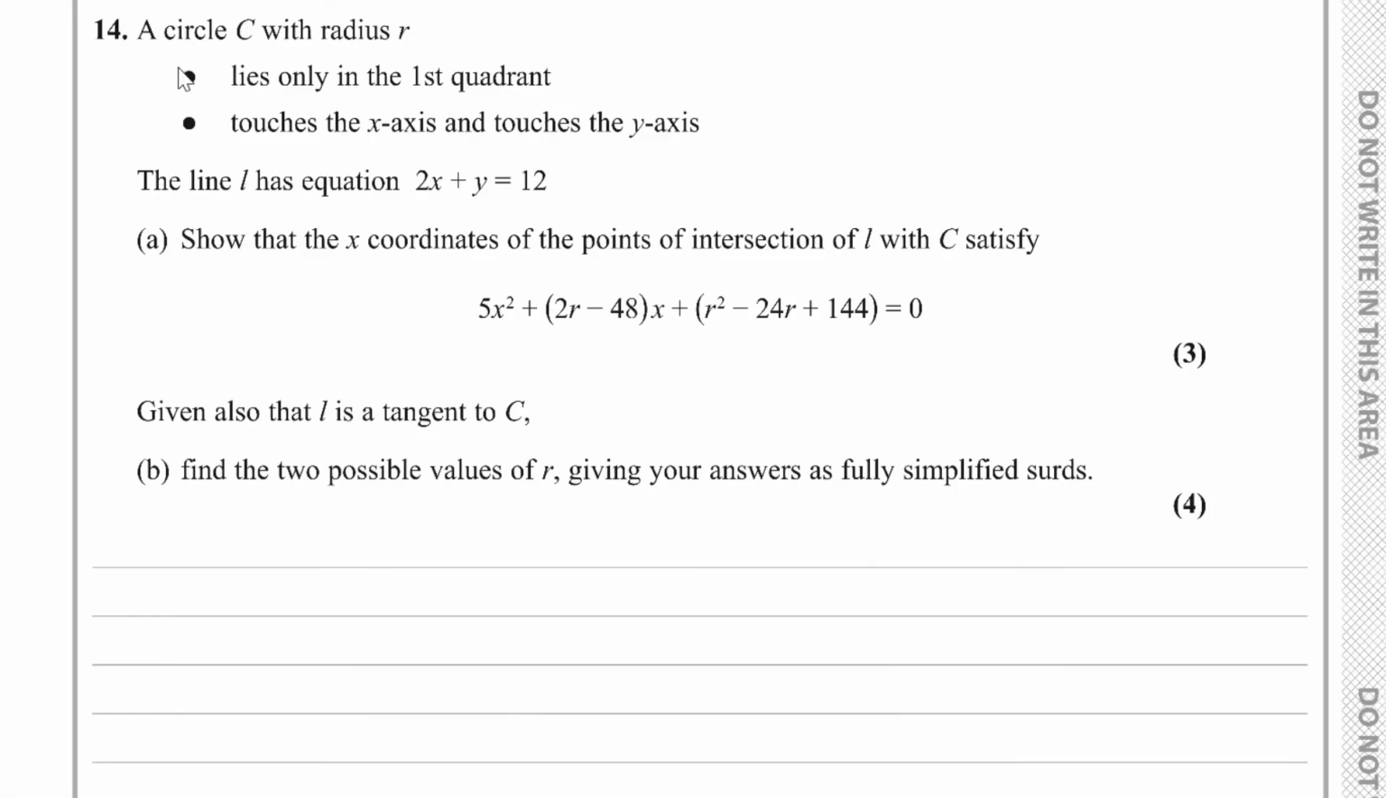Question number 14. A circle C with radius r lies only in the first quadrant, and it touches the x-axis and it touches the y-axis, and the line L has equation 2x plus y equals 12, and for part A we have to show that the x-coordinate of the points of intersection of L with C satisfy this equation: 5x squared plus 2r minus 48 lots of x plus r squared minus 24r plus 144 equals 0. And at this point I think it will be a good idea to draw a quick diagram to help illustrate what this question's on about.